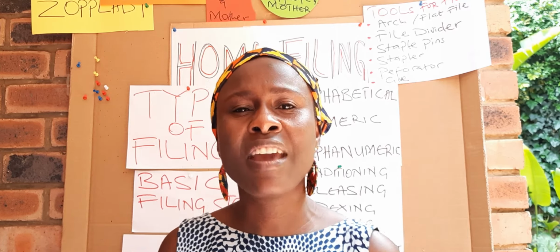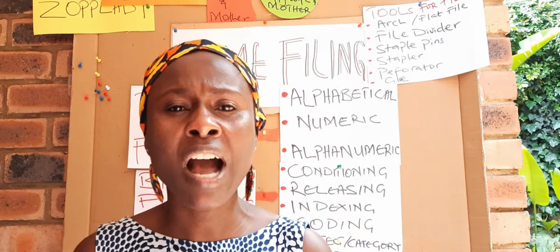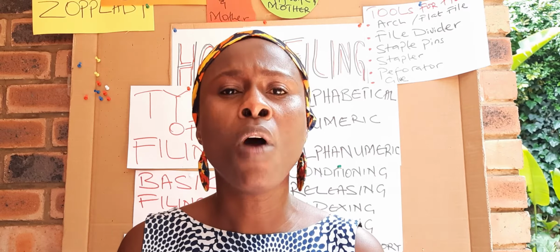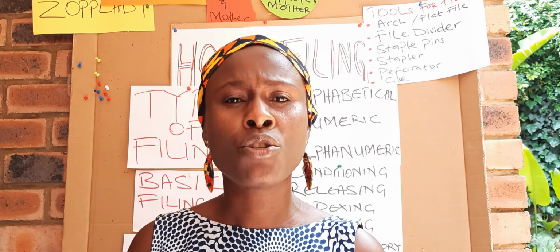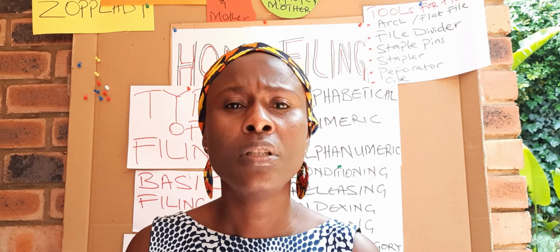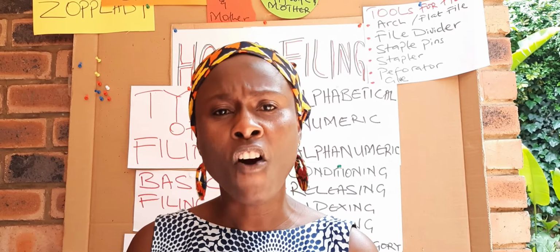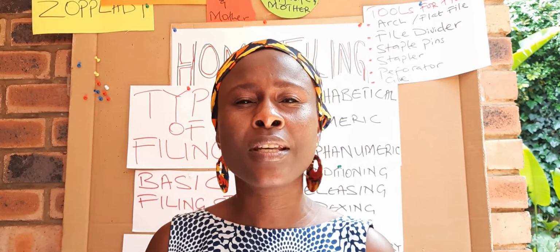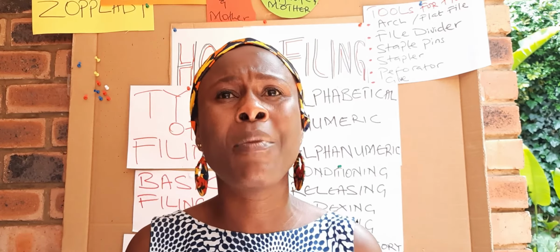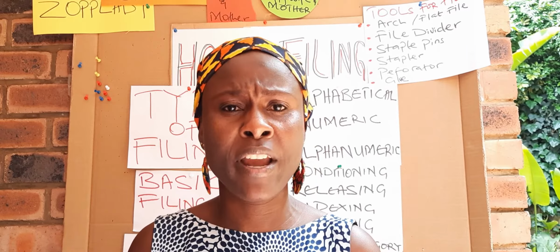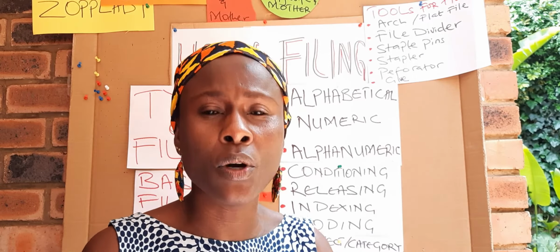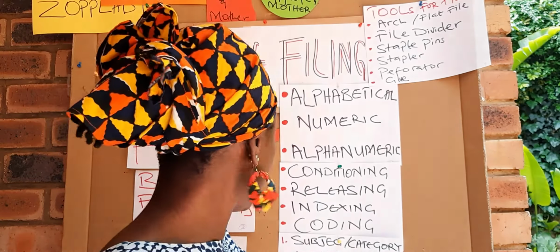Then we also have the alphanumeric. Alphanumeric simply talks about adding alphabets and numbers. So an example would be A1, B2, C3, D4. The list goes on and on. So when we're talking about the different types of filing system we have, this is just a typical example that I have just demonstrated to you. Please, let's go to the next point.